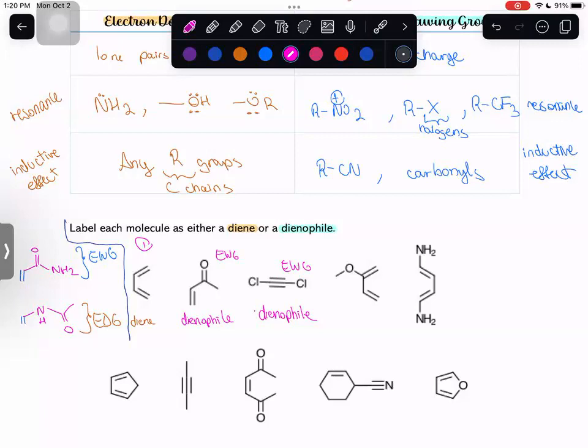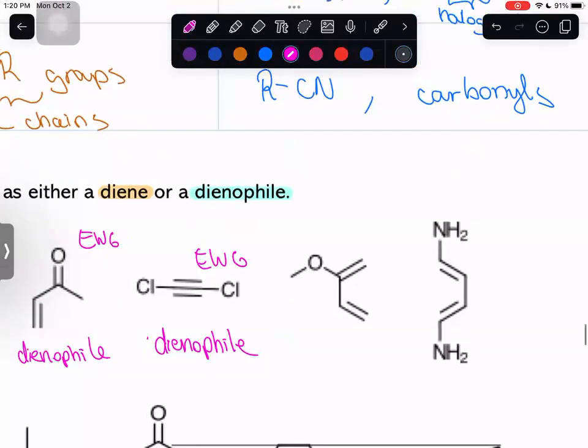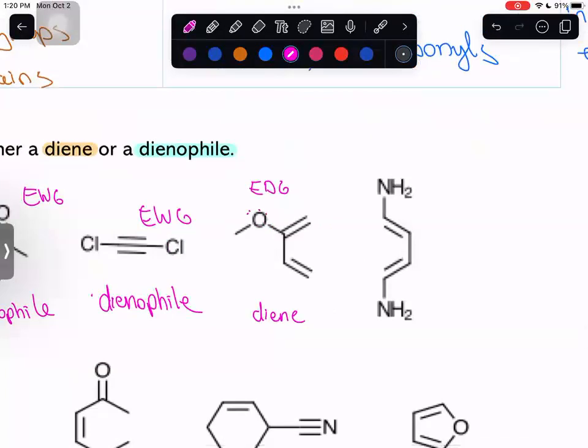Triple bond, then it's going to be a dienophile. Yes. Okay, fourth molecule. Diene or dienophile? Diene. What kind of group do we have? An ether, which is what? Withdrawing or donating? Donating, because remember, we have those lone pairs on that oxygen. Okay, last molecule in that row. It's a diene, and what kind of groups do we have? Donating groups.